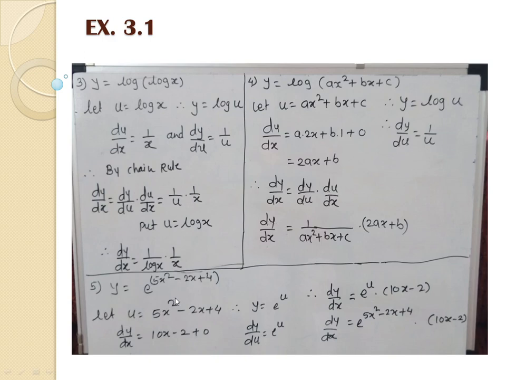Therefore dy by dx is equal to, again dy by du into du by dx, and we get the value of dy by dx. If y is equal to e raised to 5x square minus 2x plus 4, therefore u is equal to 5x square minus 2x plus 4, and du by dx is equal to 10x minus 2 plus 0, y is equal to e raised to u, and dy by du is equal to e raised to u. Again by chain rule, write the value of dy by dx, that is dy by du into du by dx, and again put the value of u. So we get e raised to 5x square minus 2x plus 4 into 10x minus 2.